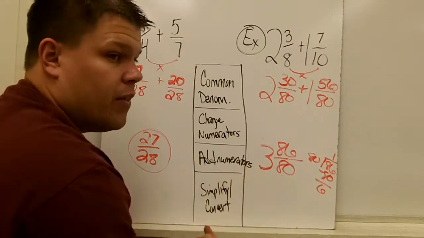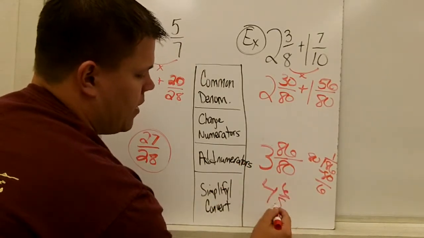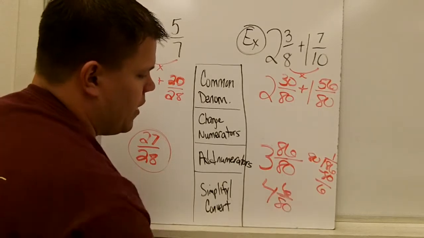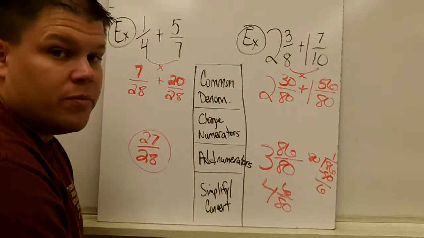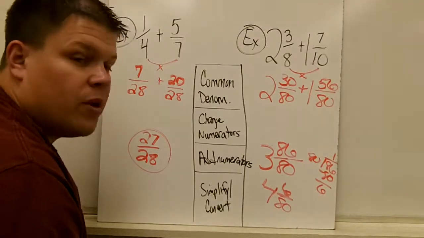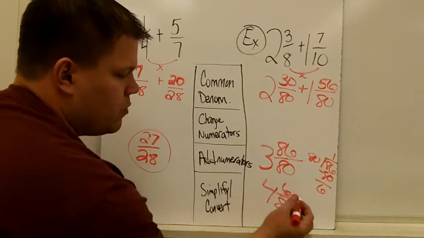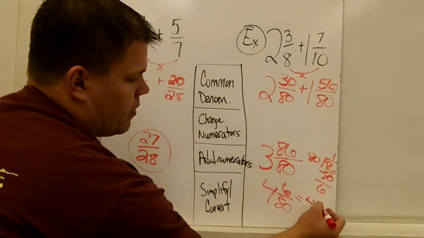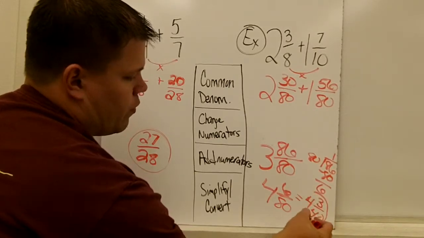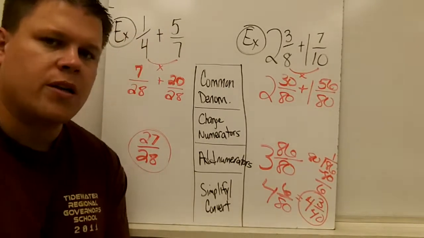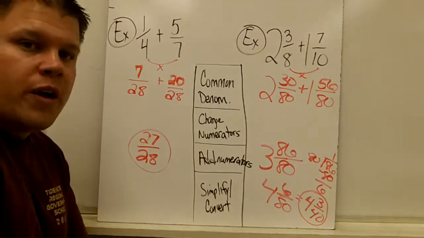I've got to add that 3 on there though. So actually I have 4 and 6/80ths. 4 and 6 over 80. That's not done yet. What can we do? I think we can simplify. These are both even numbers. I can divide them both by 2. And if I do that, I get 4 and 3/40ths, which is kind of a weird answer, but it is still the correct answer. And it is the simplified answer.